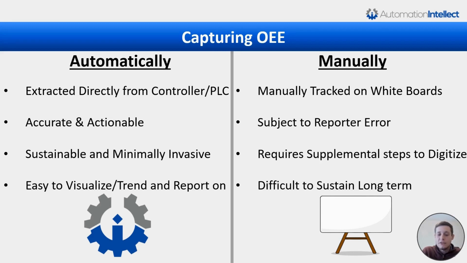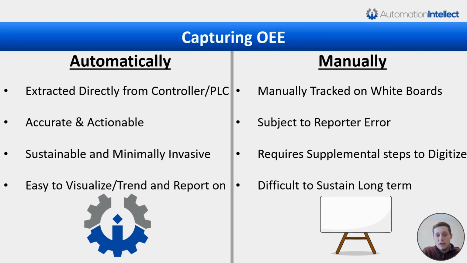OEE can be captured in two different ways, either automatically or manually. Automation Intellect is a machine visibility platform that provides data extracted directly from the controller or the PLC that's accurate and actionable, and is a minimally invasive process to get a sustainable future. We provide easy to visualize, trend, and report on data that can help your team be successful not only in the short term and very quickly, but for many years to come.